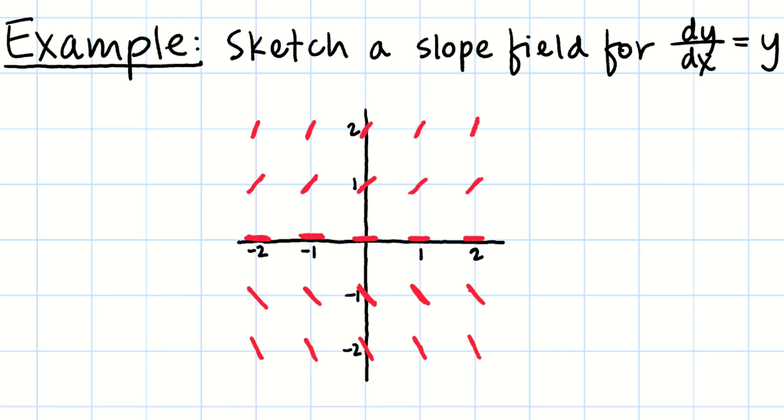Okay, there you go. So what I did, I said, okay, over here, dy dx only depends on y. So wherever y equals 0, dy dx is going to be 0. Where y equals 1, dy dx is 1. Where y equals 2, dy dx equals 2, and so on, right?